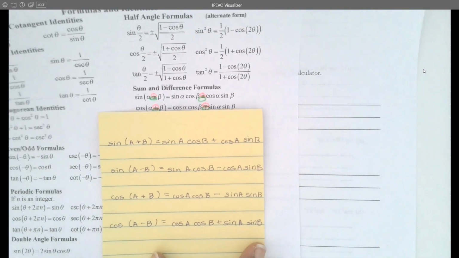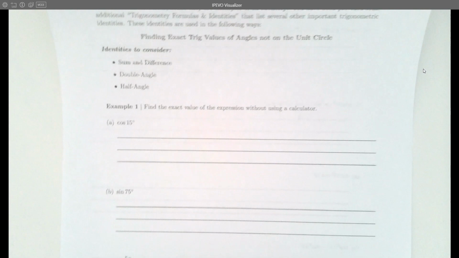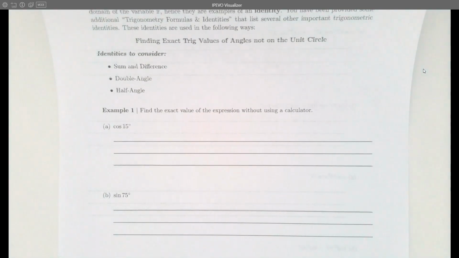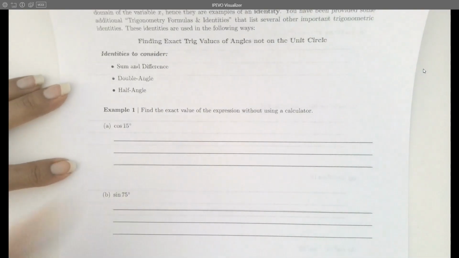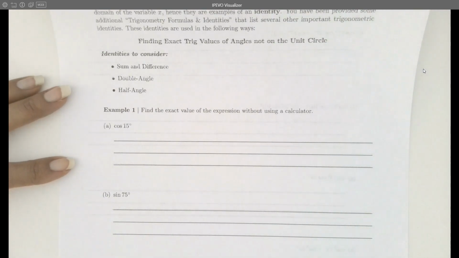Alright, so let's use the sum and difference formulas to help us solve part A, which is asking us to find cosine of 15 degrees. Now to solve this type of problem, what we do is we take the angle and we try to write it as either a sum or a difference of two angles that are on the unit circle. And so if we think about 15 degrees, we could take 45 degrees minus 30, and that'll give us 15.